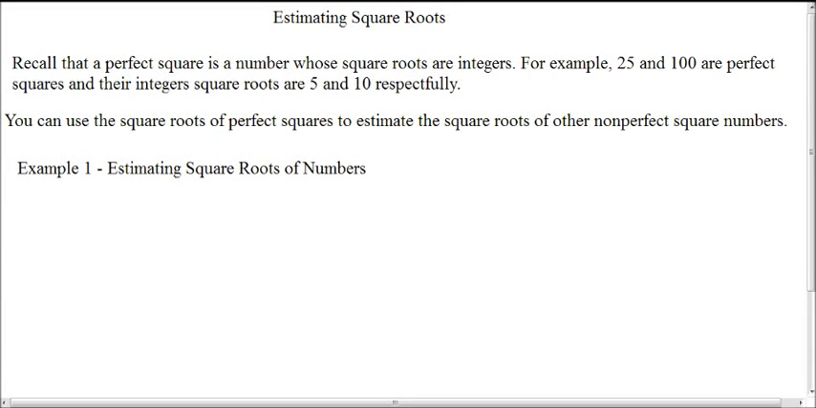Well, let's move on to estimating square roots. Now we've got our foundation of what square roots are all about. We should have our perfect square list. So now we can literally go in and estimate these square roots without any calculator. We can do so just by using a little chart that we created.